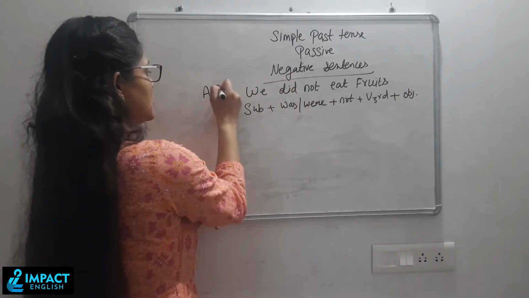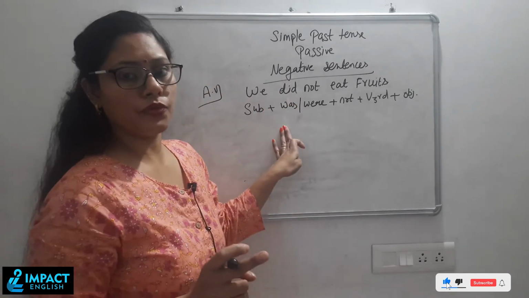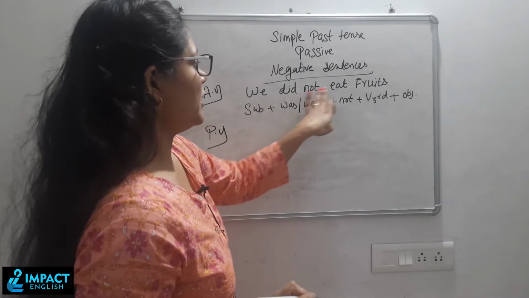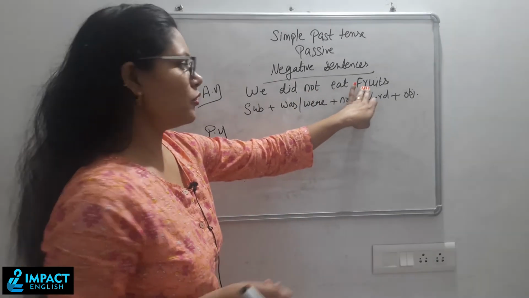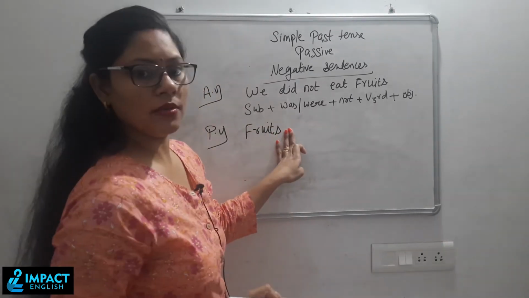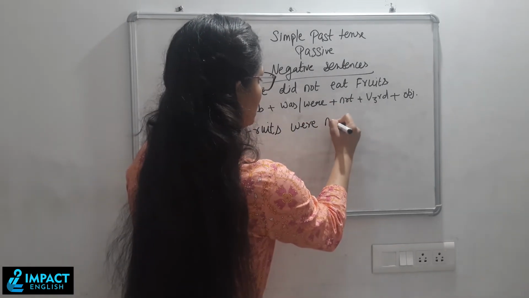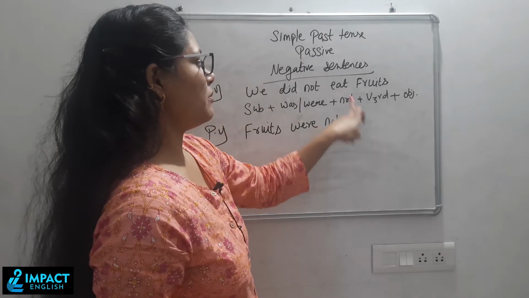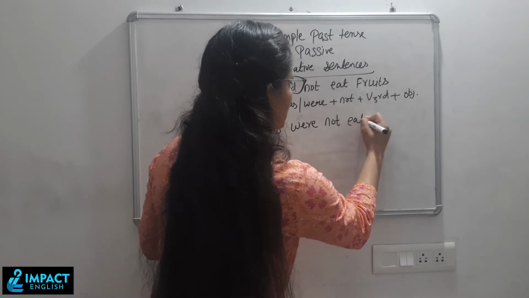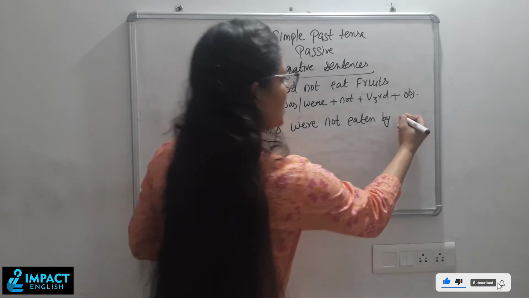This active voice, while changing into passive voice, instead of did, we have to use was and were. Now see, we did not eat fruits. Again, fruits here, it's a subject, and that subject is plural. So fruits were not, then here we will apply third form of the verb. Eat, ate, eaten. Third form will be eaten by, and we will be changed into us.